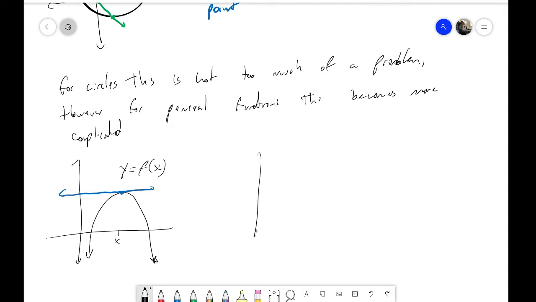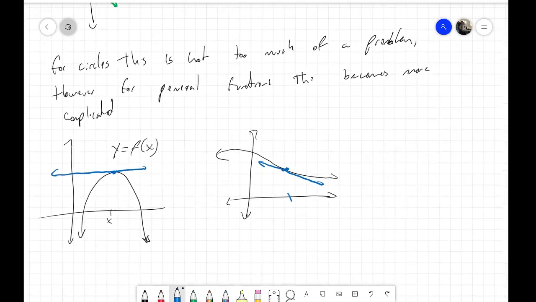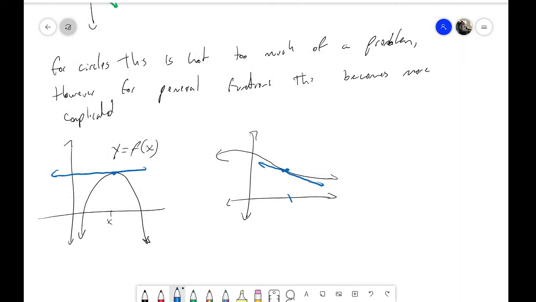Now for something that looks like this, if I was to look at the tangent line of the point here, and let's say that tangent line goes like this, then now this becomes much more challenging to find, because you have to find the slope of this line that's passing and just touching this one single point there.